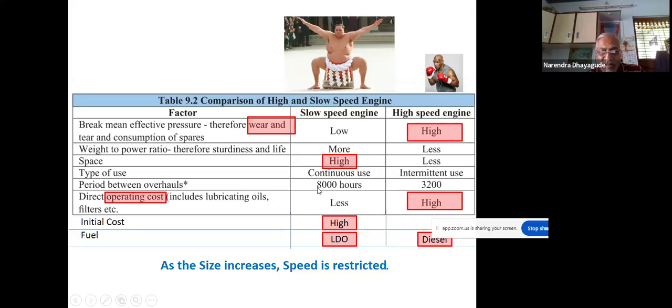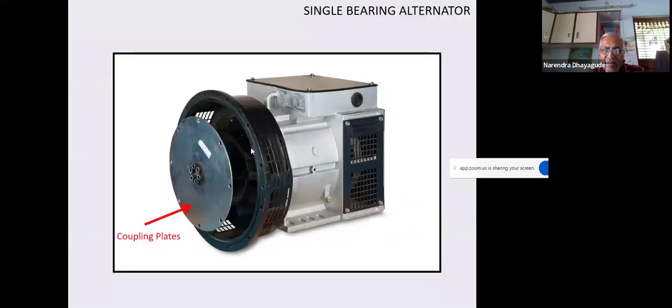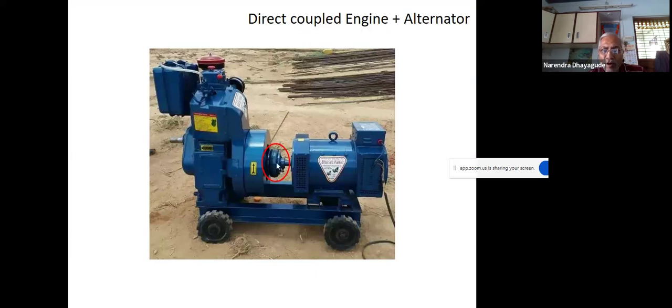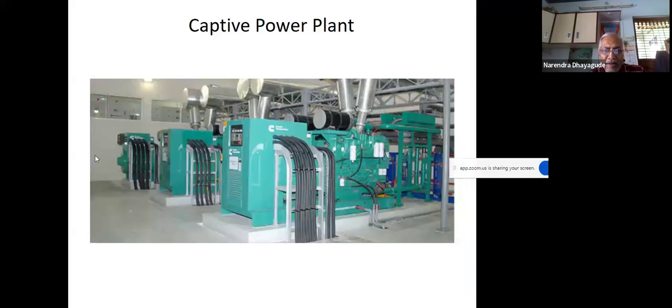Here the period between overhauls is 8000 hours, and here it is 3000 or less. Operating cost is very low here, while in this case it is very high. Initial cost is high, and the basic difference in fuel is that high speed engines use diesel, and low speed engines use LDO. This is a single bearing alternator directly coupled to the engine. These are long coupled, so there is a coupling in between the two. This we have seen. Now this is a captive power plant, where multiple diesel engines are installed.